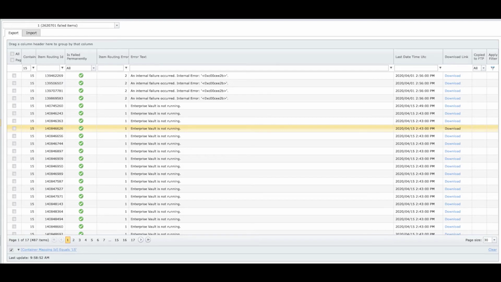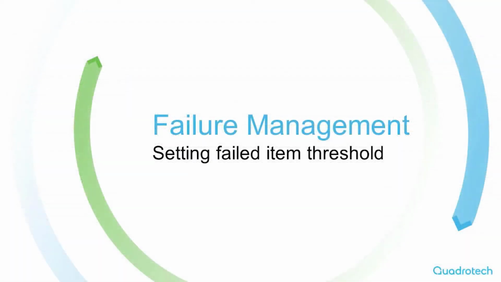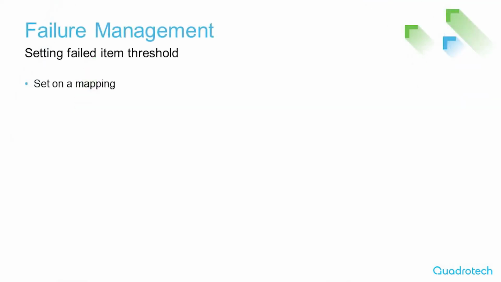Now this is all good, except the mapping won't be able to go through Stage 2 without some sort of failure management, so let's see how we can set that. In Archive Shuttle, we've got the ability to indicate how many failed items are considered OK. This is called the failed item threshold and can be set on an individual mapping if required. The value can be set as we see here on the screen.